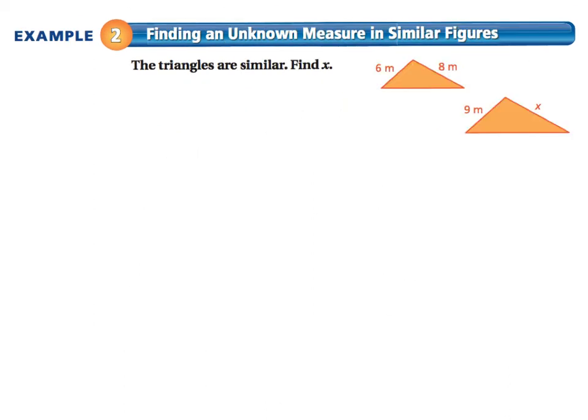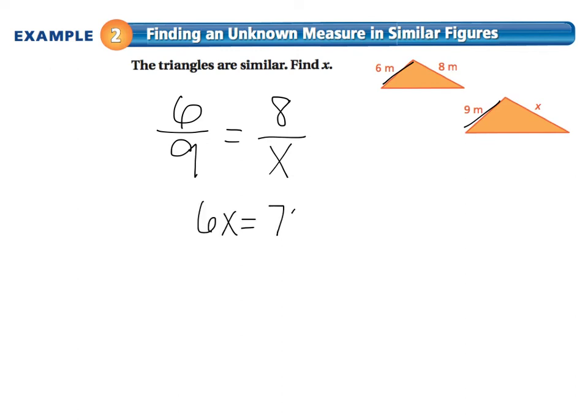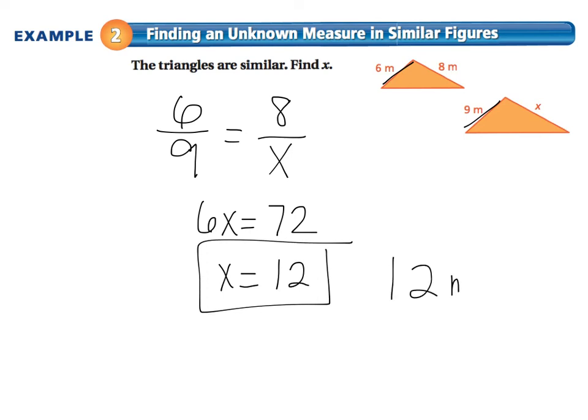Now we know that the triangles are similar. If the triangles are similar, we know that the angles are congruent, but we now need to find one of the missing sides. We just write a proportion. 6 and 9 are corresponding, and that means 8 over x are corresponding. Easy. We cross multiply, do the cross products. 6x equals 72. By the division property, I can divide by 6. x equals 12. So the length of x would be 12 meters.